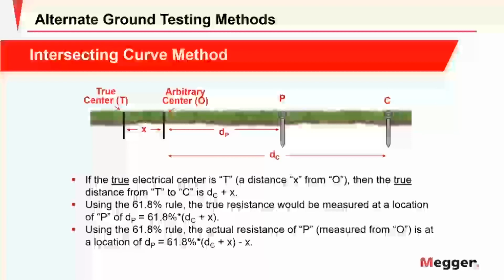So now, how do we deal with this? Well, there's a mathematical calculation, which I'm not going to go into in detail, but the distance to your potential probe is 62% of the distance to your current probe plus x and then minus x. We don't need to explain all of that at this point. If you're interested in it, I can give it to you separately. But that's your calculation from your true electrical center. So, next.